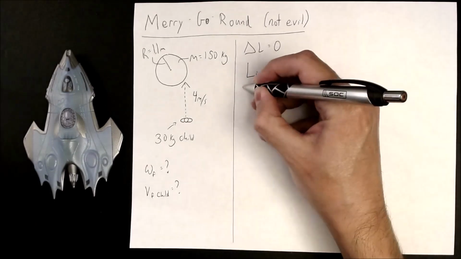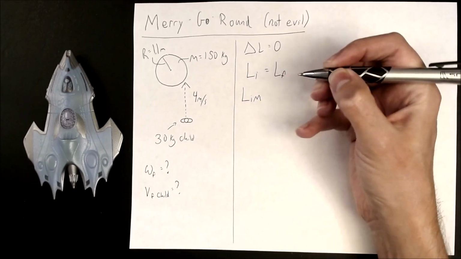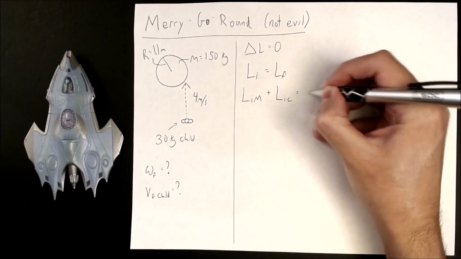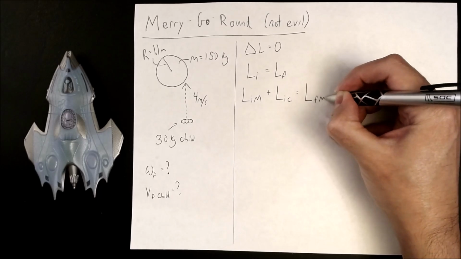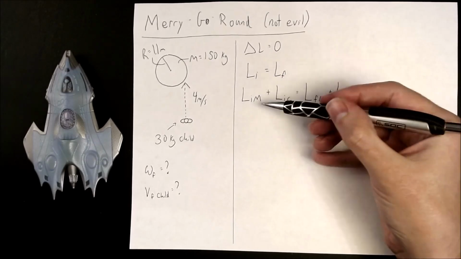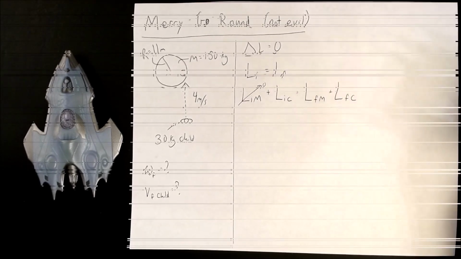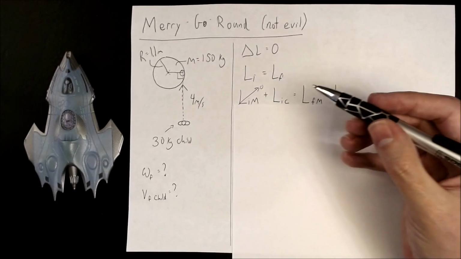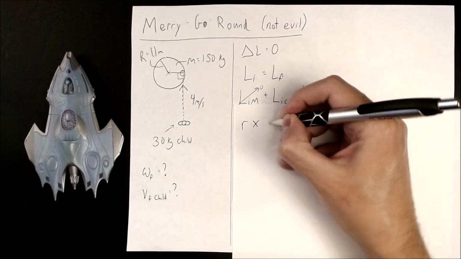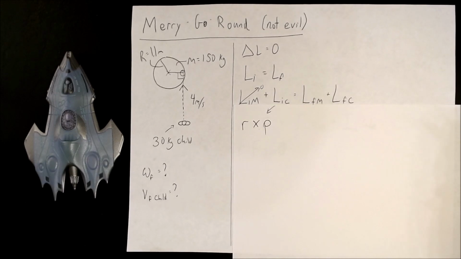Now, we need to have angular momentum initial for the merry-go-round, plus angular momentum initial for the child, is equal to angular momentum final merry-go-round plus angular momentum final child. Does the merry-go-round have angular momentum in the beginning? No. All right, what are we going to use for the angular momentum initially for the child? We are going to use R cross P. That is the initial angular momentum of the child.